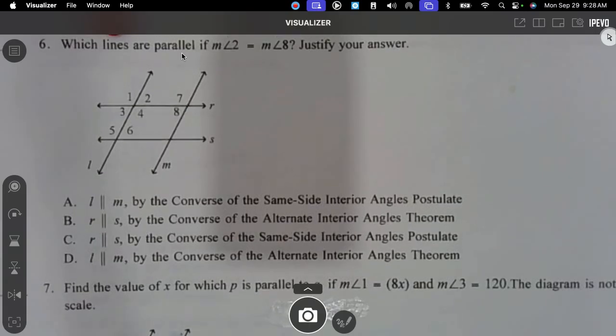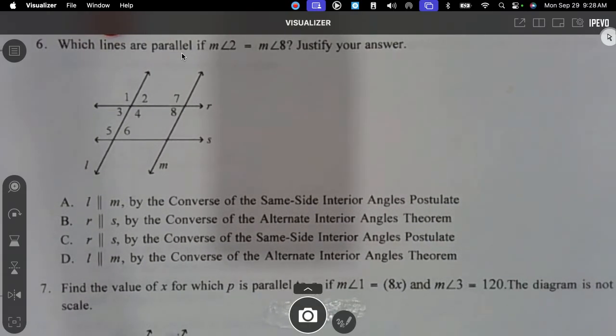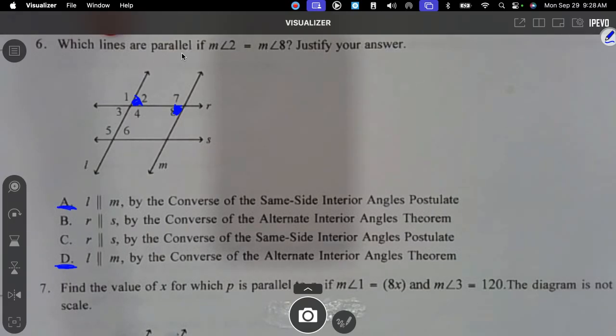Okay? This one says, which lines are parallel if 2 and 8 are equal? So what I would do is draw 2 and 8. Like I would draw on those. All right, here's angle 2. Here's angle 8. What 2 lines are those touching? R is not 2 lines, by the way. What 2 lines are those touching? L and M. Okay, R is only 1 line, so that's not what it's asking for. L and M. So those are the lines that are parallel. And so it's either this one or it's this one. So what kind of angles are 2 and 8?